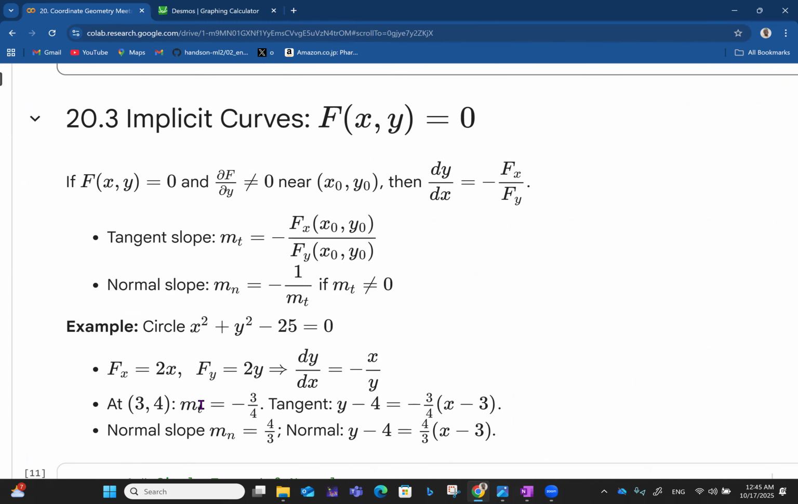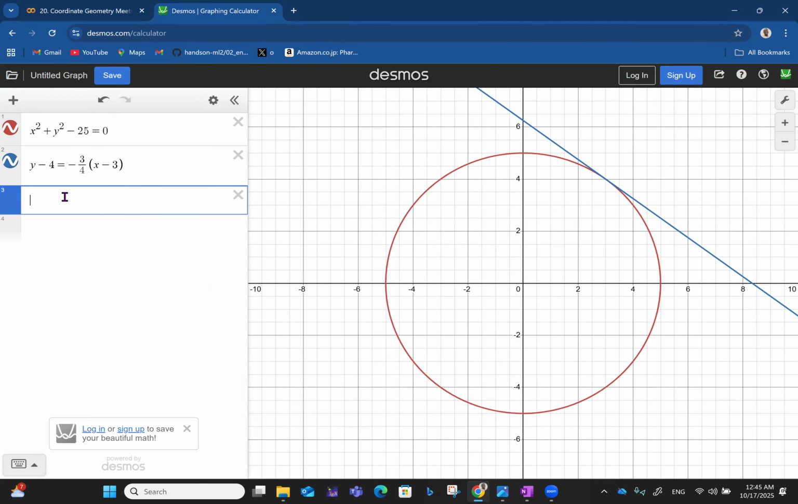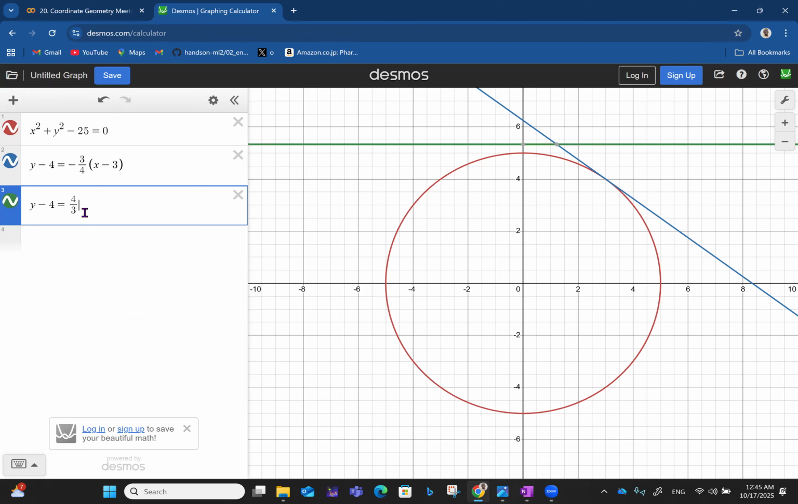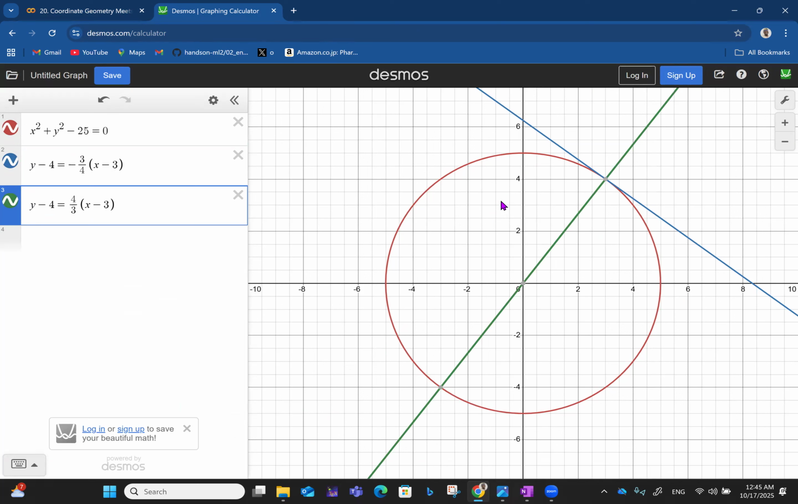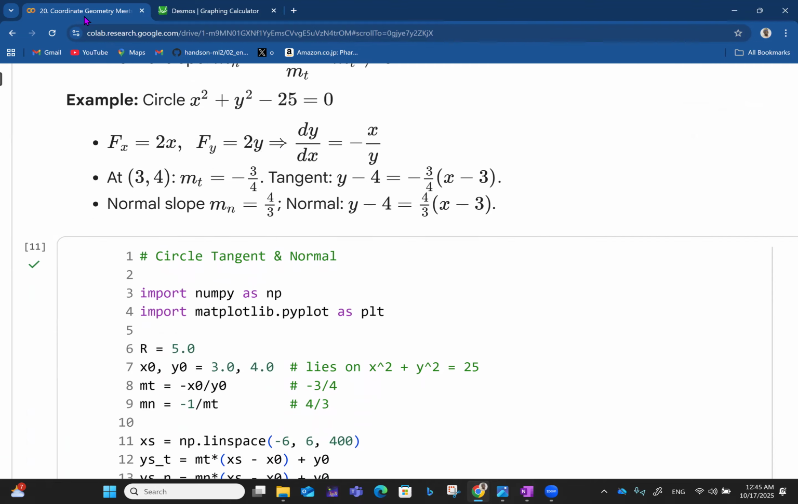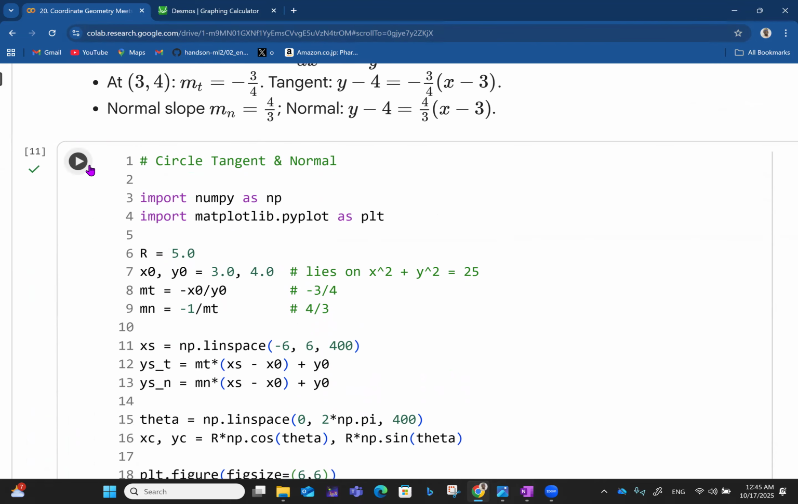Then for the normal, it's the same thing, but the slope changes. So that'll just be y minus 4 equals the negative inverse of minus 3 over 4, which is 4 over 3, into x minus 3. So you see, it's at a perfect 90 degrees to that, at the same 3, 4. So the normal is perpendicular to the tangent. That's the idea right there. So that's the kind of thing we have here.